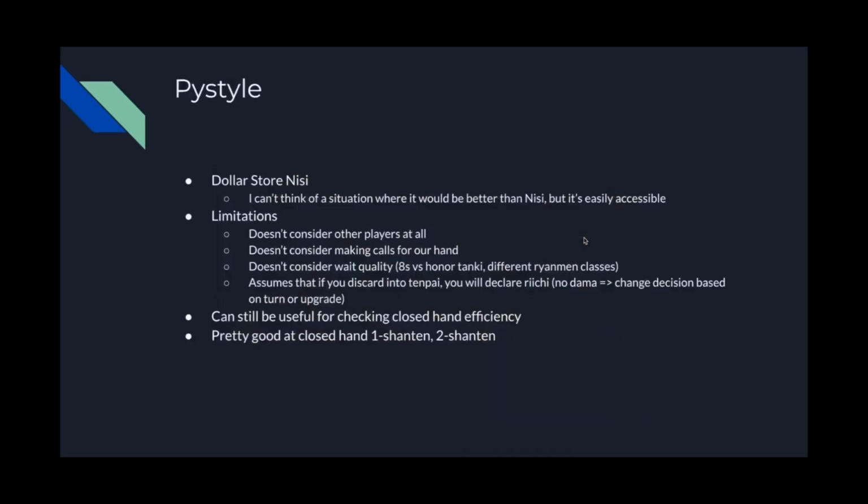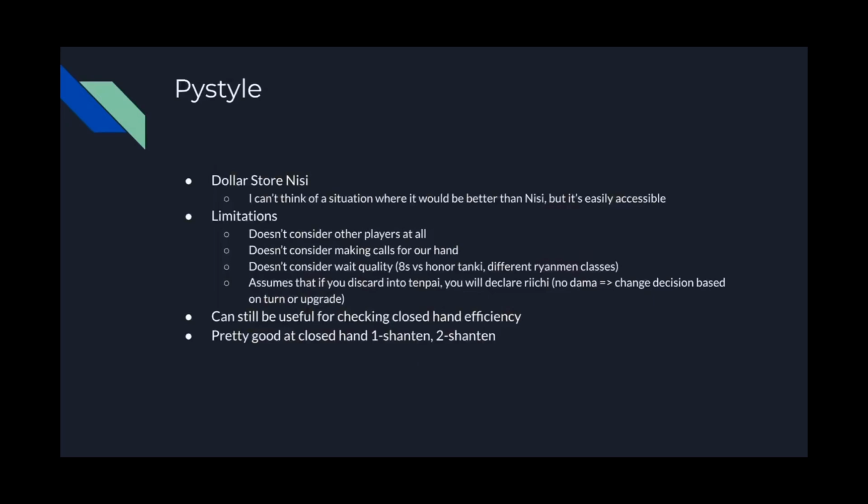I like to think about Pystyle as like dollar store Nisi. I can't really think of a spot where I would trust Pystyle over Nisi for the same situation, but you can run Pystyle at any time, just online. It has a lot of limitations. It doesn't consider other players. It doesn't consider making calls. It doesn't consider wait quality. And it assumes that if you discard into Tenpai, you will declare Riichi. So it can't Dama or change decisions based on turn or upgrade.